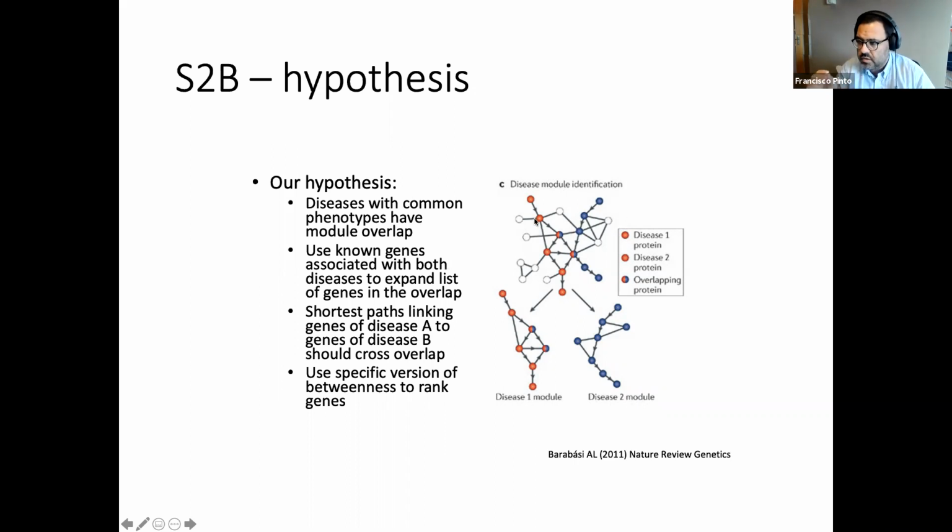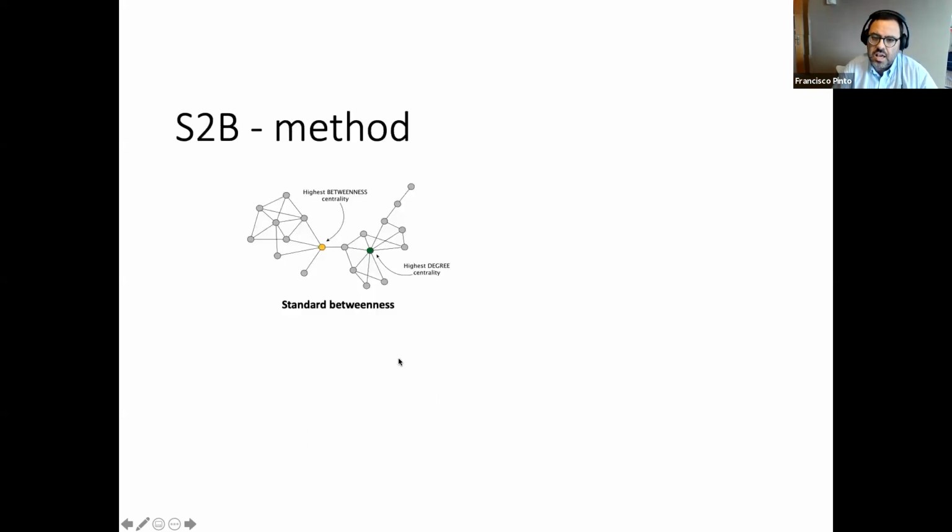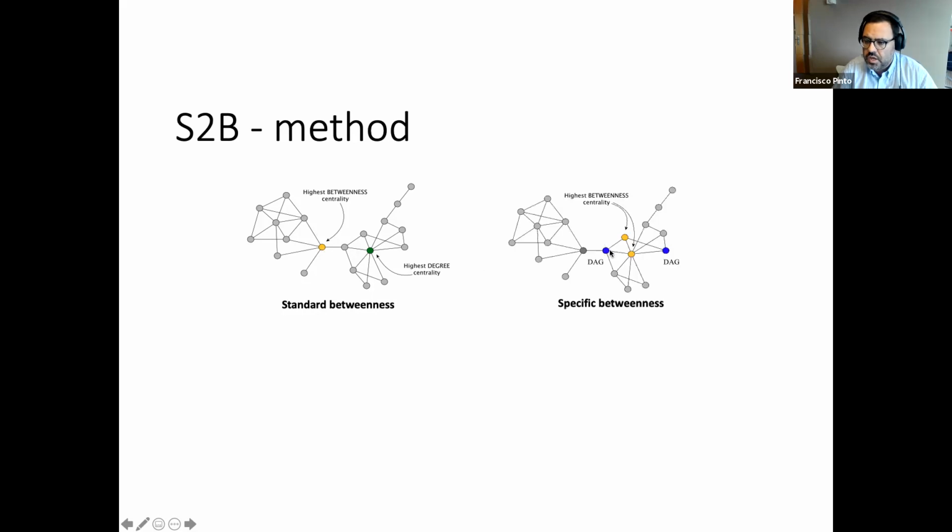Here we are particularly interested in shortest paths connecting nodes from one disease to nodes of the other disease. So we use a specific version of the betweenness to rank candidate genes. The difference is that in standard betweenness, we compute the fraction of shortest paths that the node takes part in, out of all network shortest paths. But now we are only interested in shortest paths connecting disease-associated genes.